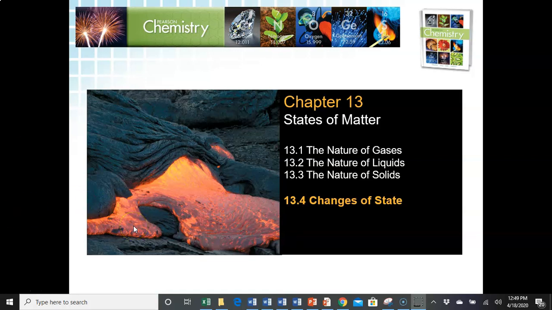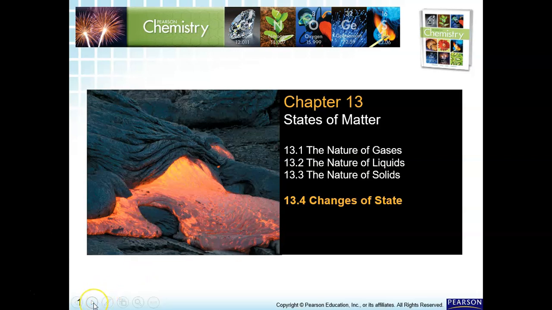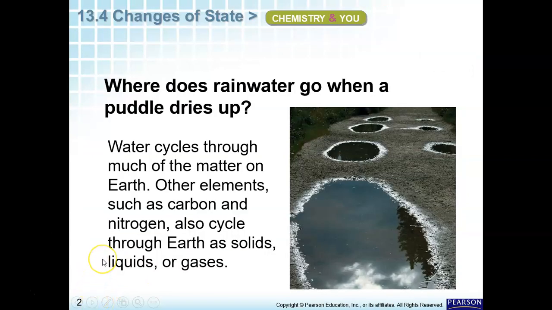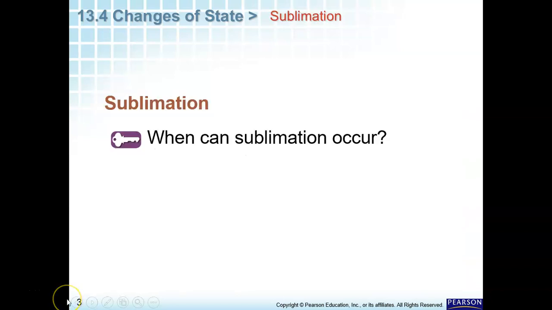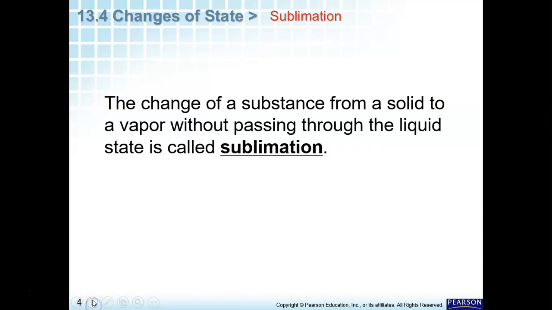So, moving on. The little question that they all have is, where does rainwater go when the puddle dries up? Well, we know that there's a water cycle, so the water is going to evaporate and basically go up into the sky and then come back down later as rain. But first we're going to be talking about sublimation. And sublimation is pretty cool, but it only happens to certain substances under certain conditions.